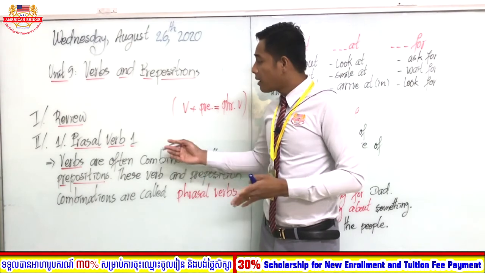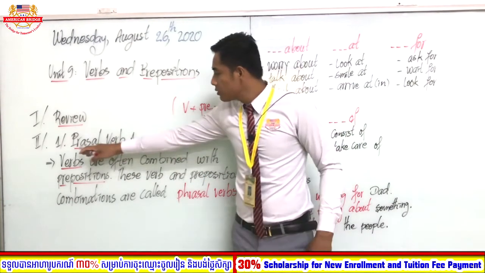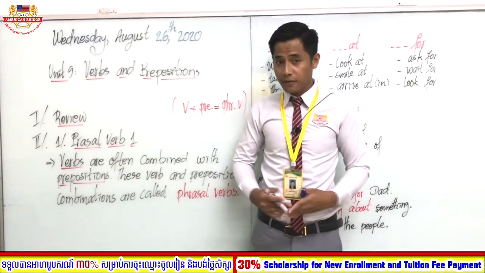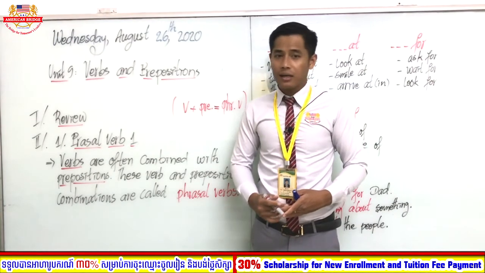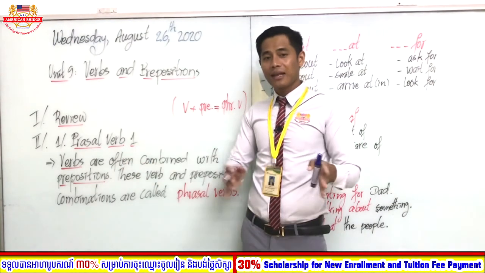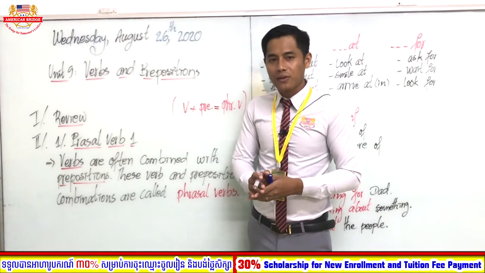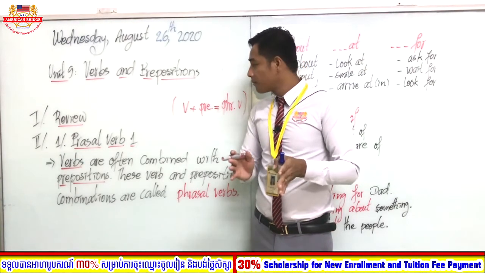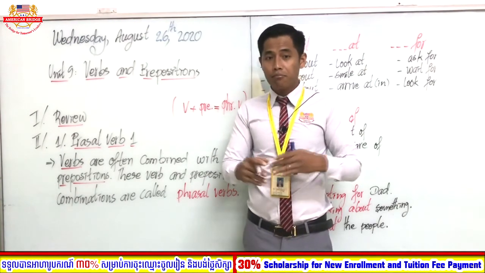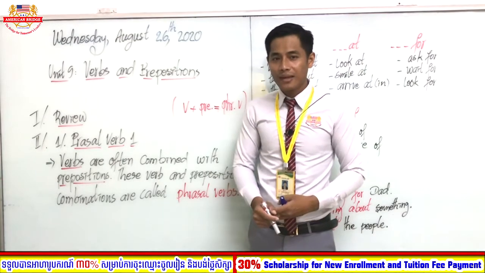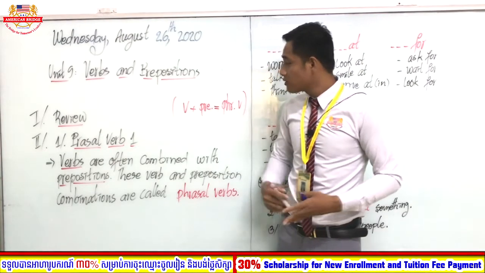And you will learn about part 2, phrasal verb 2. In phrasal verb 2 we will learn about the types of phrasal verbs and the meaning of the phrasal verb also. The meaning of phrasal verb 2 is an idiom. Alright, good.